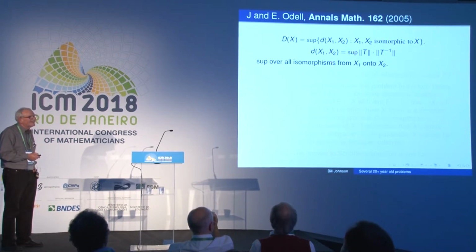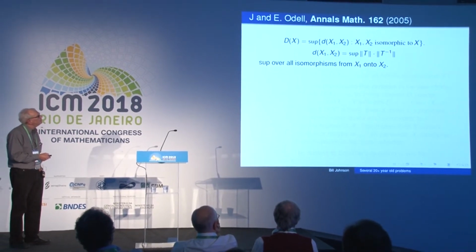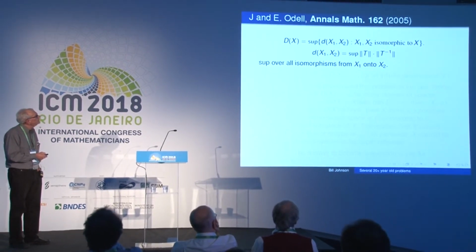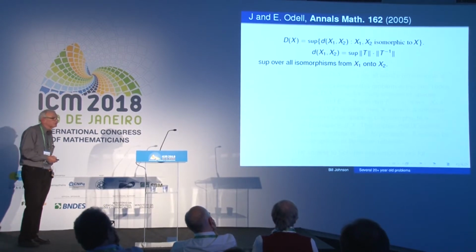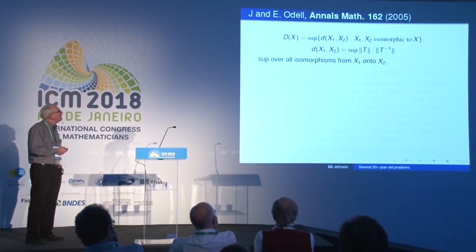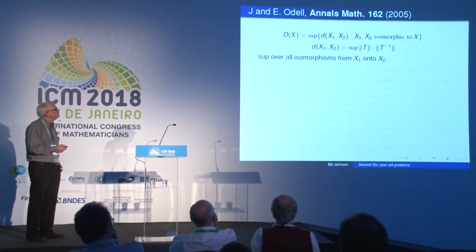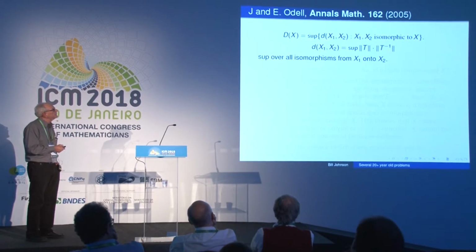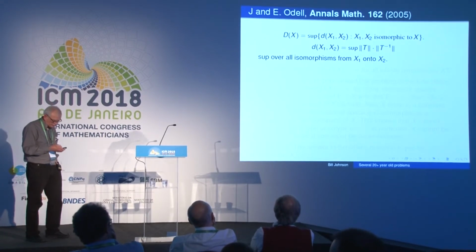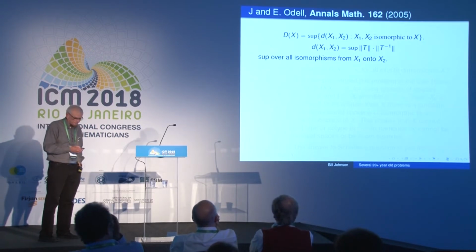infimum, already a typographical error, infimum of norm T times norm T inverse over all isomorphisms T from X onto Y. And then if you look at all the Banach spaces that are isomorphic to a given Banach space, you have the diameter of that isomorphism class given this way. Of course, whether this is finite or infinite is not clear a priori.